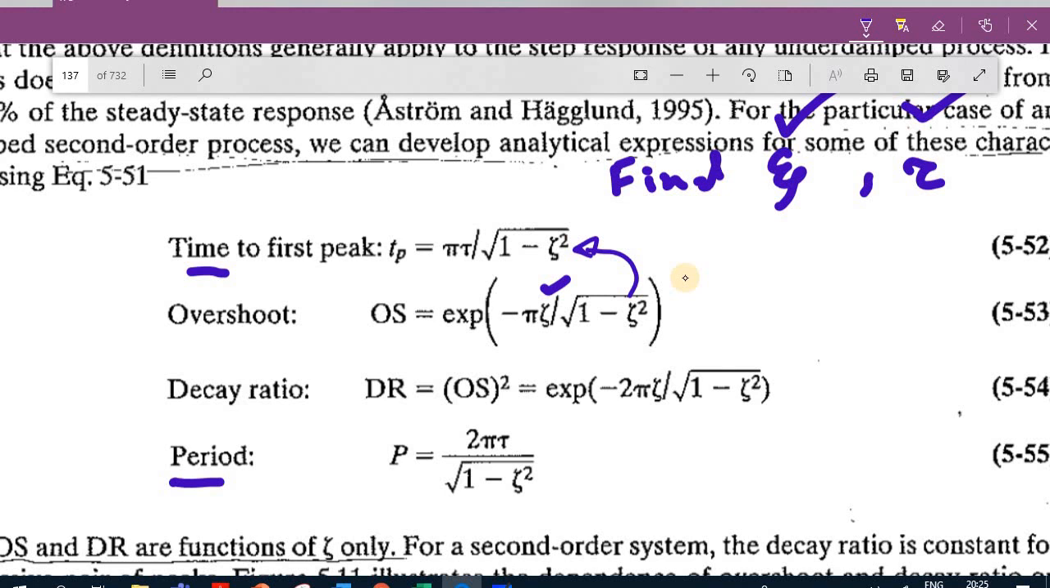And now when you substitute xi here and we have TP, we can find tau, okay? So it's as simple as that. I think now I just made it easier. So I can find the values of xi and tau first by finding xi through the overshoot, and then finding tau either by knowing the TP or the P.